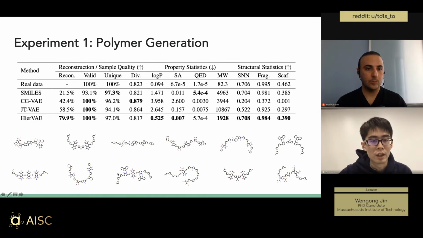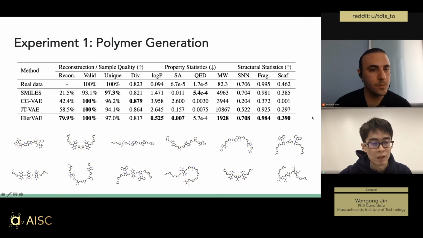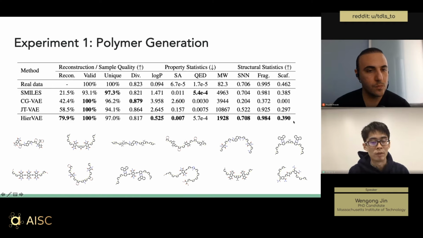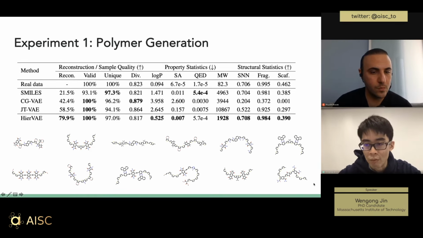So here, as you can see from this table, our model on the bottom, hierarchical VAE, has a much higher reconstruction accuracy, and it also has a lower distance in property distribution between the generated set and the true molecules observed in the test set. And these are some sample molecules that I sampled from my model.